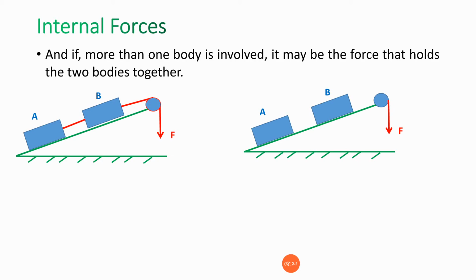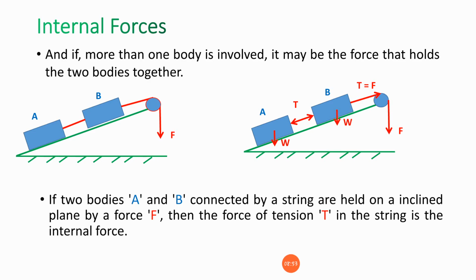There are two masses A and B, and the self weight acts in the downward direction, so automatically the body tries to move downward, but the force F is applied. So there is a tension in the string between A and B. That force we call the internal force, and T is equal to F. The force after B towards the right side is called the external force. Only the T between A and B is our internal force. So if two bodies A and B are connected by a string or held on an inclined plane by a force F, then the tension T in the string is the internal force.